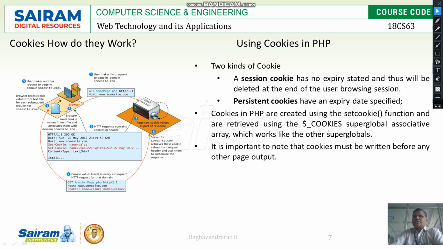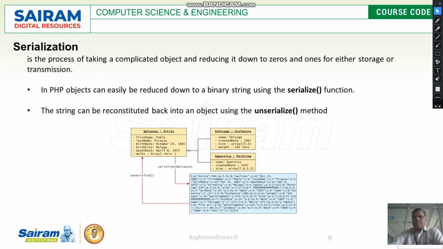In PHP, a cookie is created by using the setcookie function, and to retrieve that cookie, $_COOKIE is a superglobal variable. With that, they fetch that data. It is important to note that cookies must be written before any other page output is sent. So before the next page, the cookie has to be present.